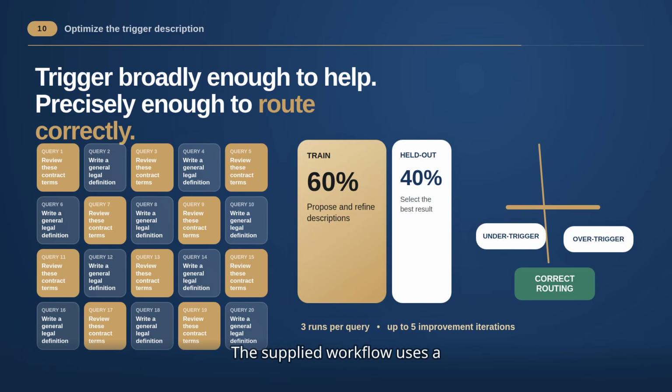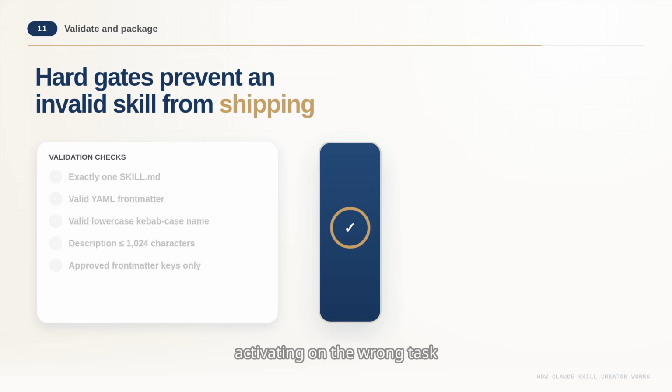The supplied workflow uses a 60-40 train-test split, 3 runs per query, and up to 5 improvement iterations by default. The best description is selected using held-out performance, which reduces the risk of memorizing the test set. The final result should trigger broadly enough to be useful, but precisely enough to avoid activating on the wrong task.